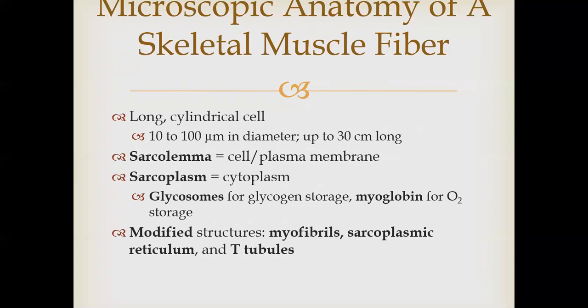Glycosomes provide glycogen storage for muscle cells, particularly the storage of oxygen. Myoglobins are present in your glycosomes. And again, they specifically hold the oxygen that is provided in your muscles. Myofibrils are densely packed, rope-like elements that contract, which is the contractile unit of muscle cells.